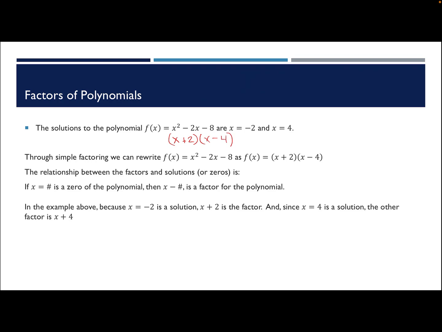So when we're dealing with polynomials, sometimes we're given the zeros and we need to go one step backwards to get our factors. So again, if x equals a number is a 0 of a polynomial, then x minus that number is a factor of that polynomial. So we're going to use that to write the factored version of a polynomial. And if you just multiply the x's inside the parentheses and take into consideration the power on the outside, that's how you can determine the degree of a factored polynomial.